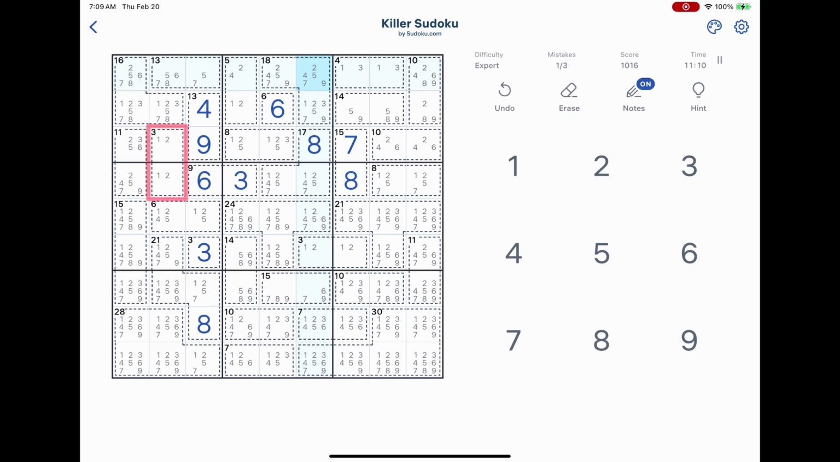Next is the 1-2 double that spans blocks 1 and 4. We can't eliminate the 1s and 2s in any block because this double spans 2 blocks, but we can still eliminate the 1s and 2s in column 2.